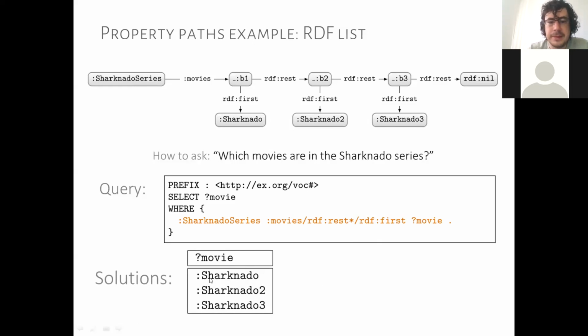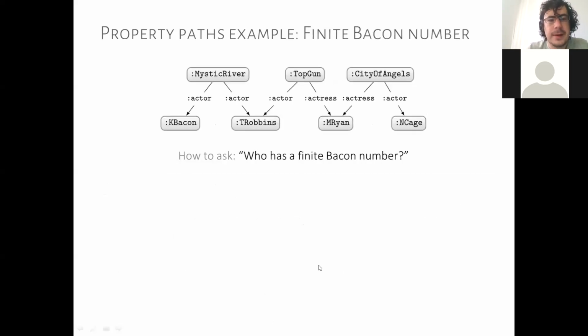Okay. So we get Sharknado, Sharknado 2, and Sharknado 3 as results. Here it's notable that we don't return the paths themselves, but rather we can return the endpoints of the path, the start nodes or the end nodes or the pairs that are connected by those paths, but we don't return the paths themselves. As another example, we can find people with a finite Bacon number.